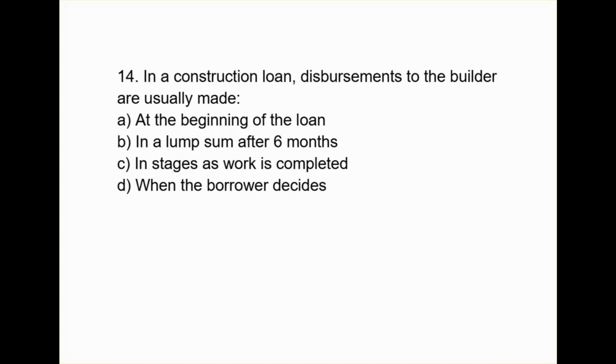In a construction loan, disbursements to the builder are usually made A. at the beginning of the loan, B. in a lump sum after 6 months, C. in stages as work is completed, D. when the borrower decides.